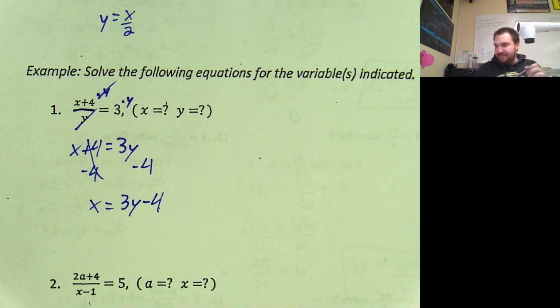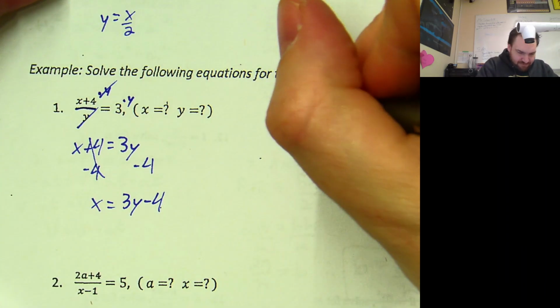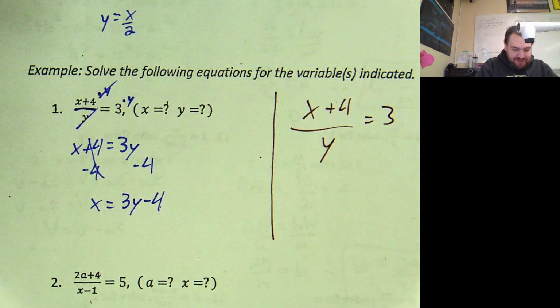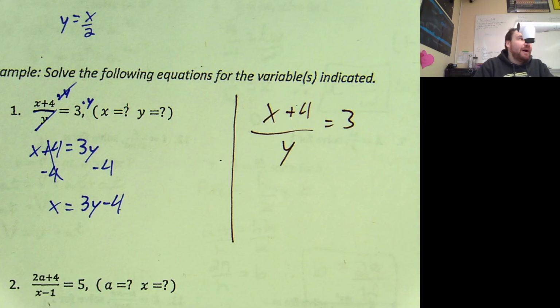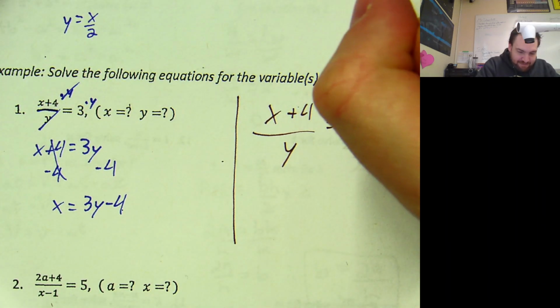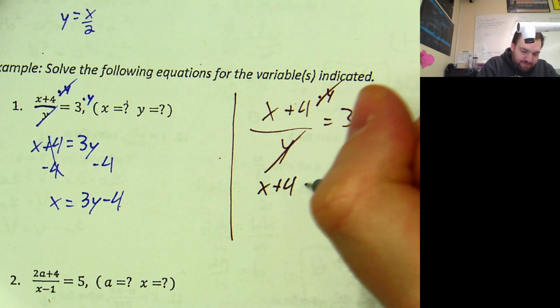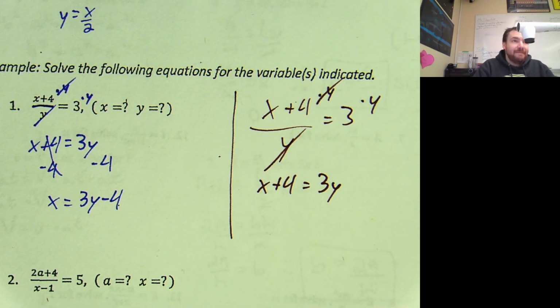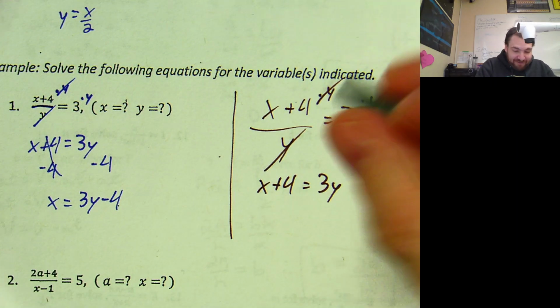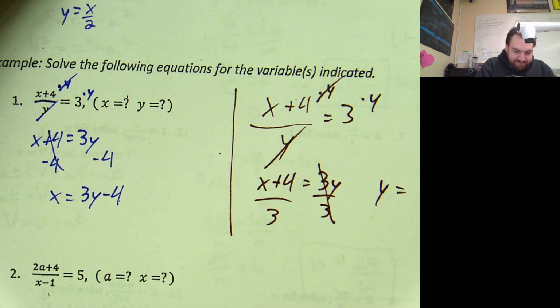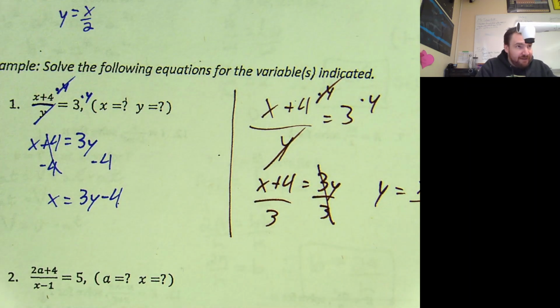Someone else. Be brave. We'll start again. X plus 4 over y equals 3. And now I want to solve this thing for y instead. I'm going to multiply each side by y. First step is exactly the same. On the left-hand side, my y's are going to cancel. And I'm going to be left with x plus 4 equals 3y. This time, instead, we are going to divide both sides by 3. Leaving me with y equals what? X plus 4 over 3. Have we solved for y? Yeah. You betcha, we're done.